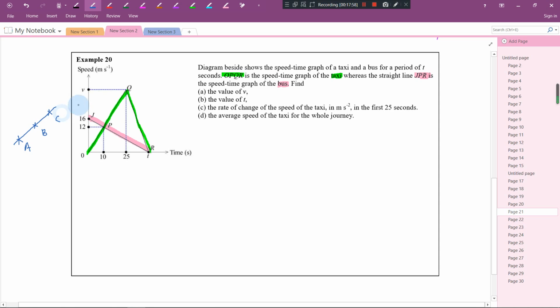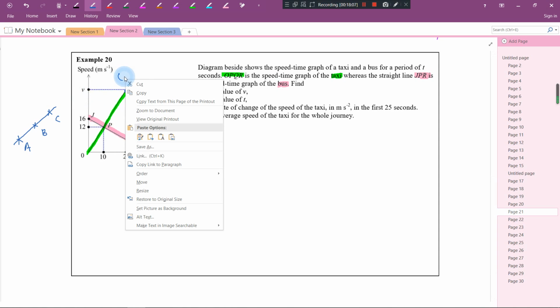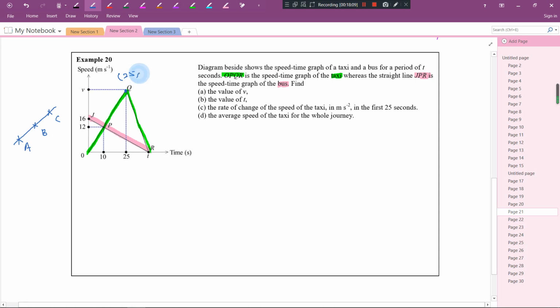If you understand this, then you will be able to get the V easily. So here, this is 25, V. And this point is 10, 12. Okay, let me write over here. 10, 12. And this point is 0, 0. Okay, so since they all fall on the same straight line, this is a straight line. So actually the question should mention that these all are straight lines.